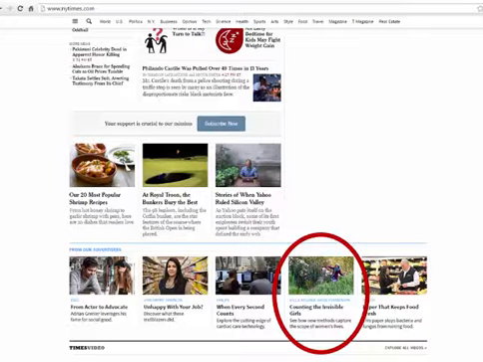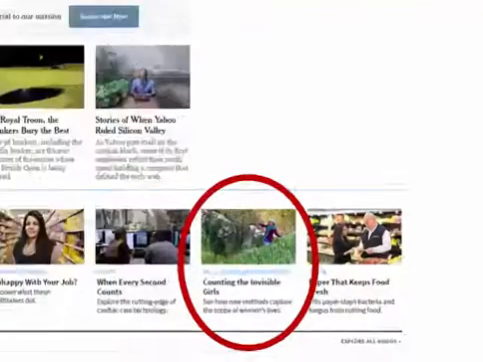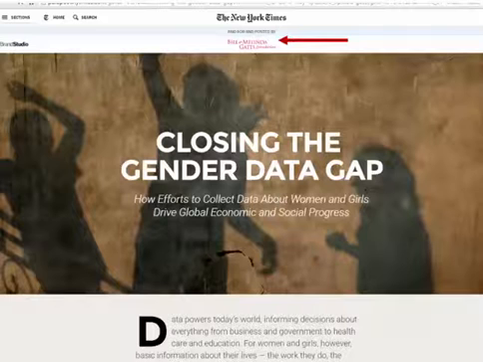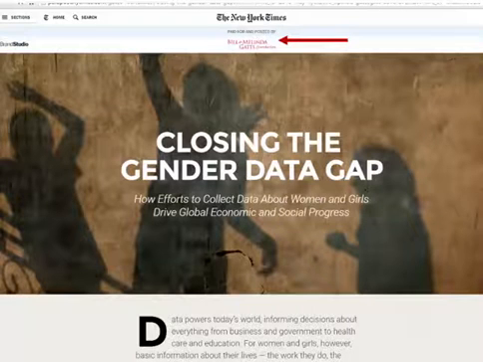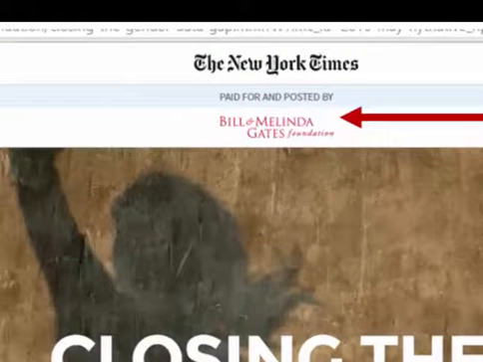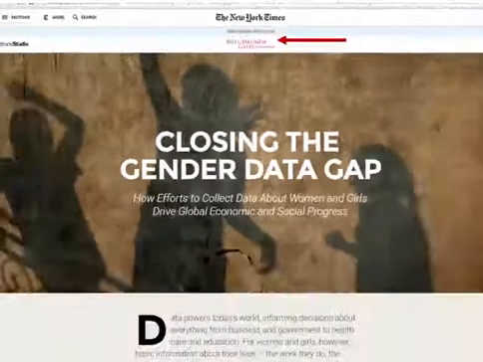They look like real articles on the New York Times, like this one here that says, "Counting the Invisible Girls." If we click and go to that article, we find what appears to be a very legitimate article on the New York Times website. But the fine print here says, paid for and posted by Bill and Melinda Gates. Yes, Bill Gates uses native ads too, because they work so well.